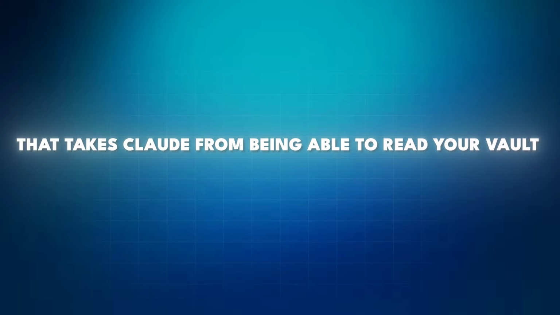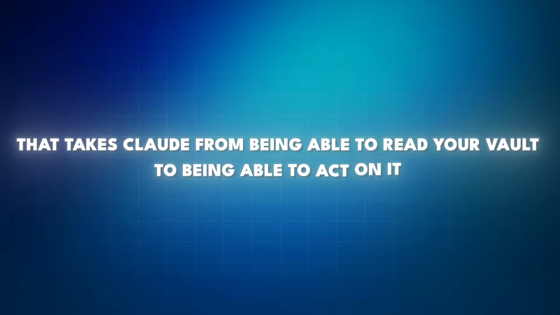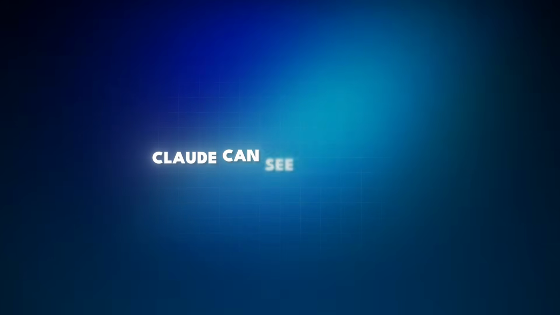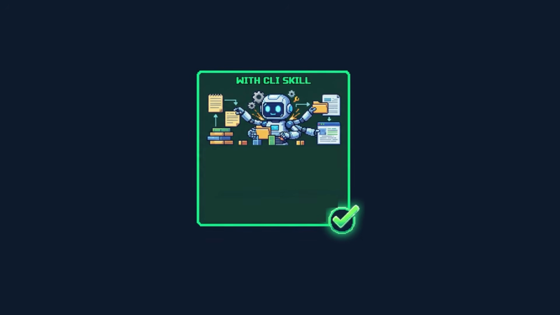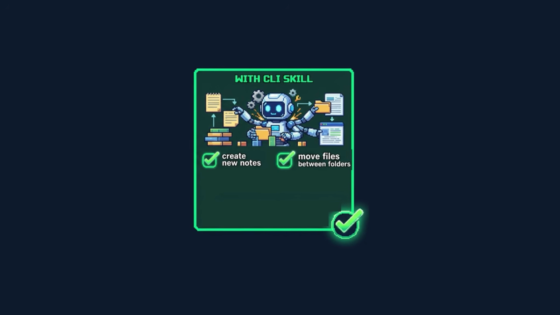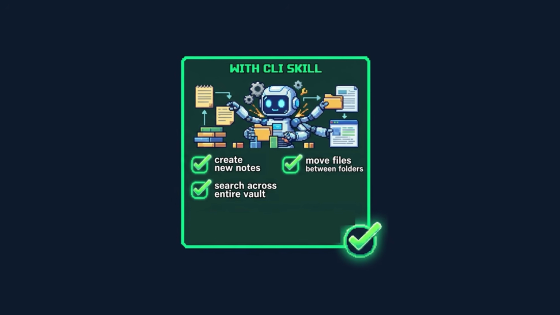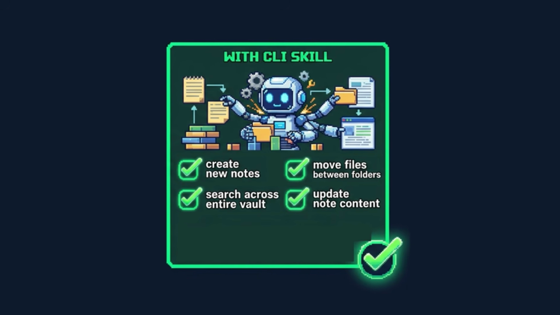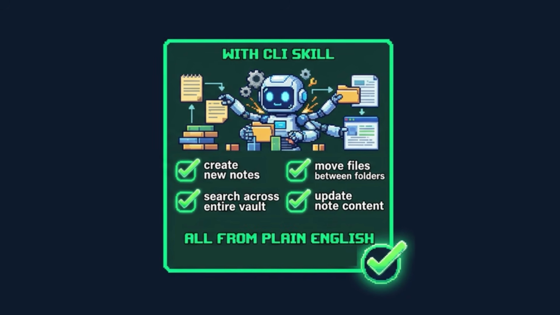Now install the Obsidian CLI skill. This is the thing that takes Claude from being able to read your vault to being able to act on it. Without the skill, Claude can see your notes. With it, Claude can create new notes, move files between folders, search across your entire vault, and update note content, all from a plain English instruction.